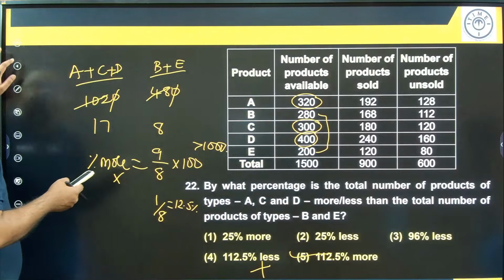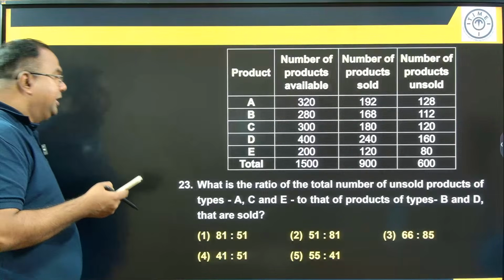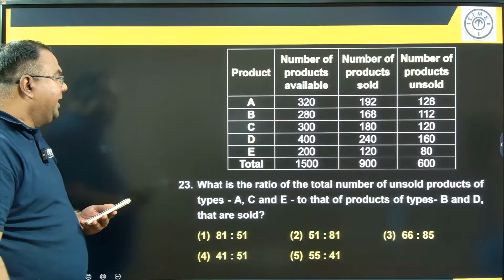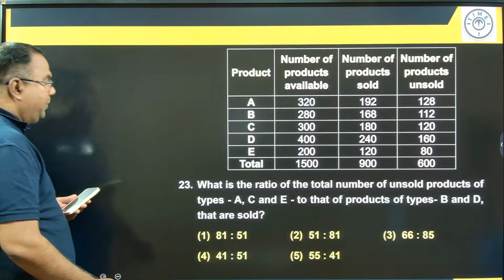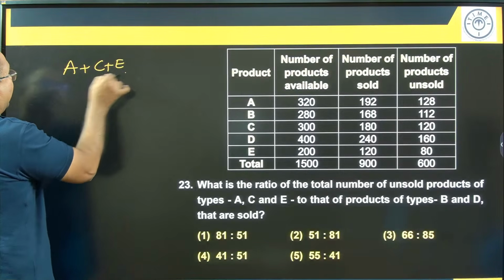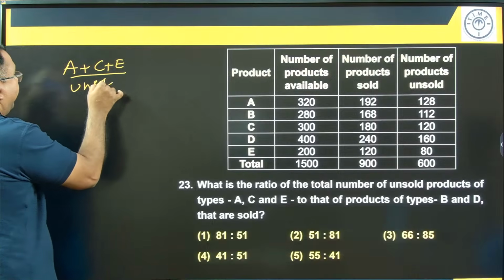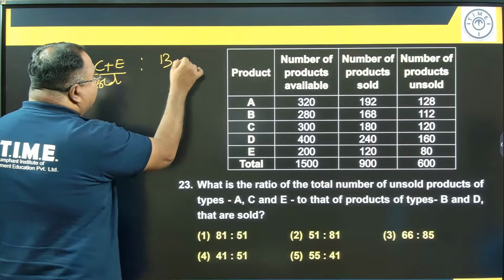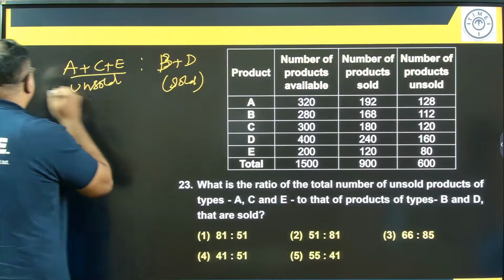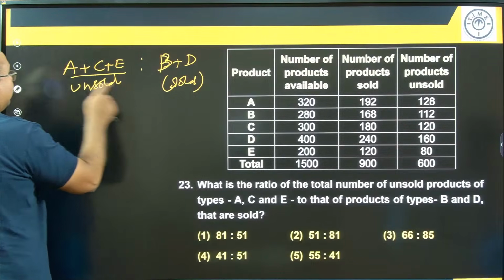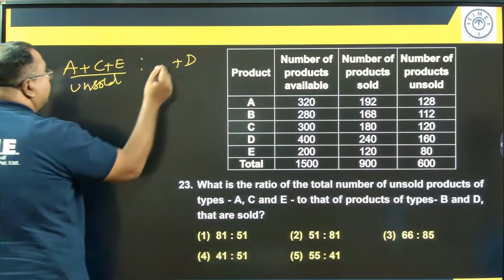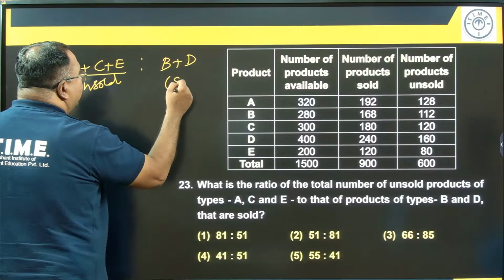Let's move on. Question number 23 on your screen. Ratio of the total number of unsold products of A, C, E to that of products B and D that are sold. ACE unsold is to B plus D sold. Try, keep answering the question.